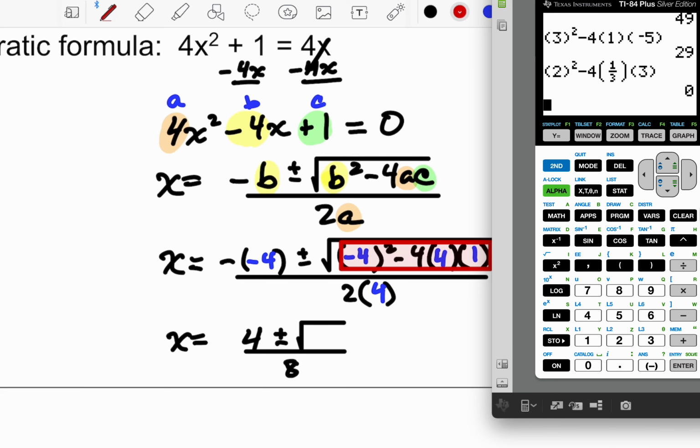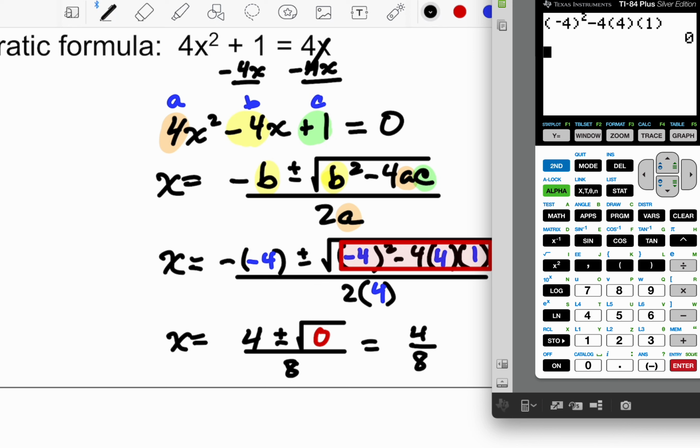So I take this expression, the parentheses -4, close it up and square it, minus 4 times 4 times 1. Plug that in, you get a 0, which is really the best case scenario. It doesn't always happen, but when it does, that's really nice. Because that means we're only going to get the one solution, right, because the square root of 0 is equal to 0. This is the same as 4 over 8, which is 1/2.